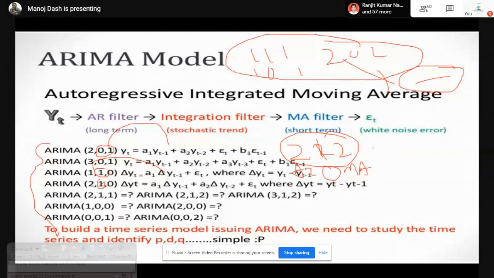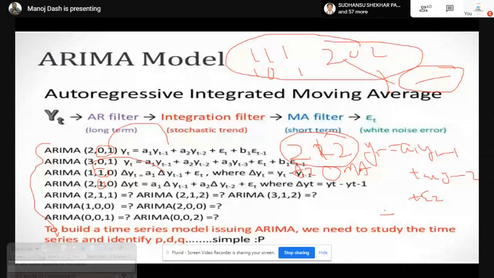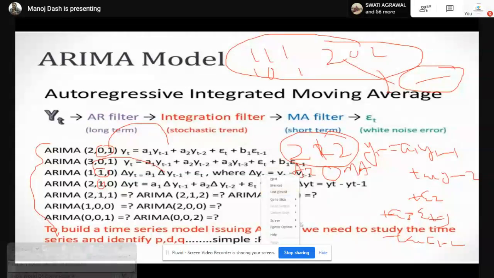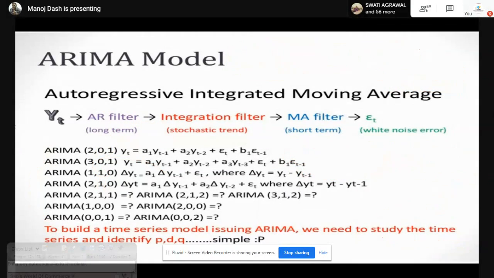How can you write? Yt is equal to A1 Yt minus 1 plus A2 Yt minus 2 plus residual plus A3 residual t minus 1 plus A4 residual t minus 2. Clear? Is it clear now? What is ARIMA? What is I? I means integrated. 0 means direct level. 1 means first difference stationary, and if it's 2, what does it mean? Second difference.